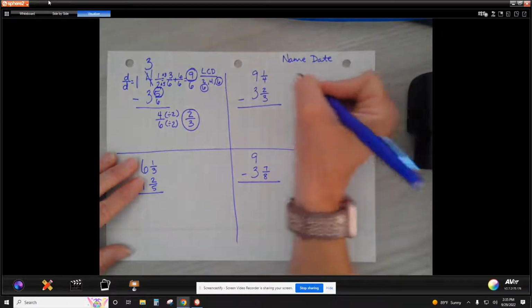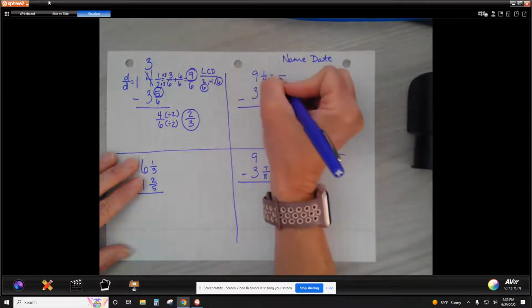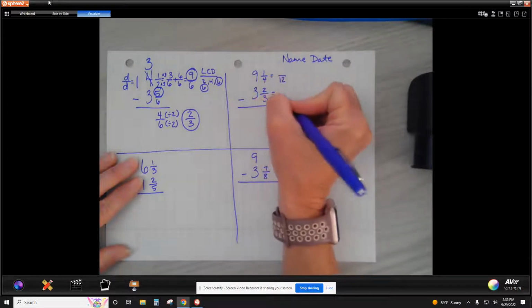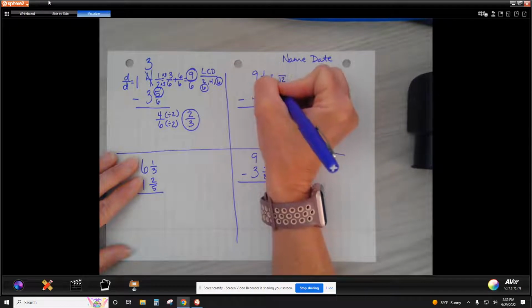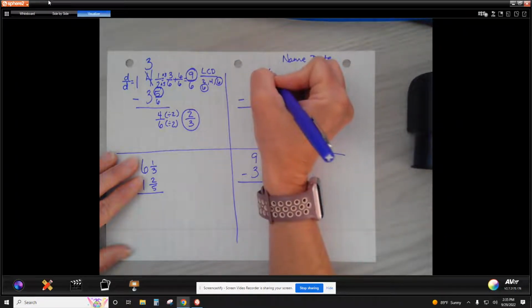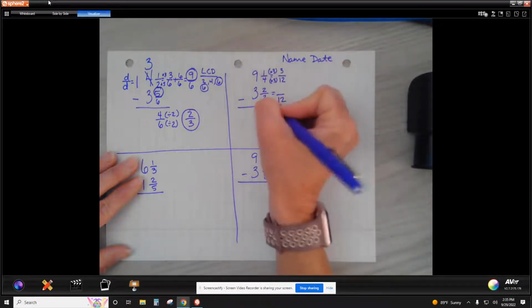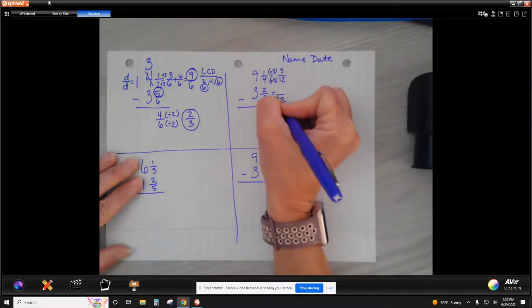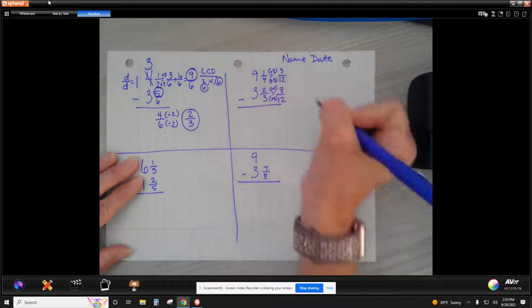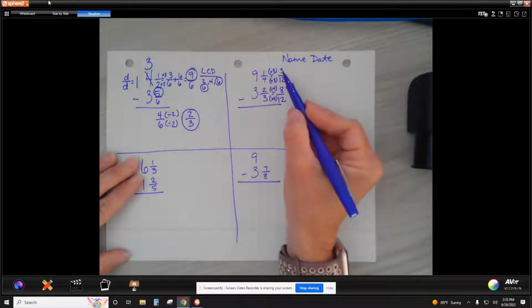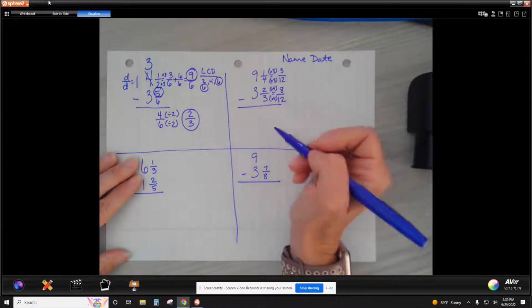The least common denominator of 4 and 3 is 12. We've done this one a lot. 4 times 3 is 12. 1 times 3 is 3. 3 times 4 is 12. 2 times 4 is 8. Now I have a problem because 3/12 minus 8/12 isn't going to work.